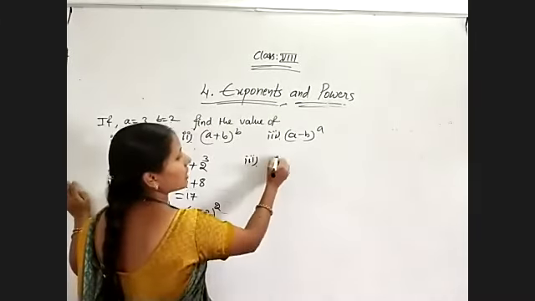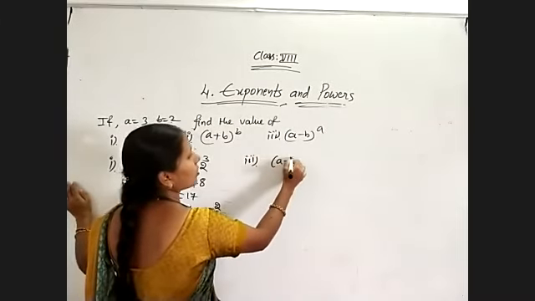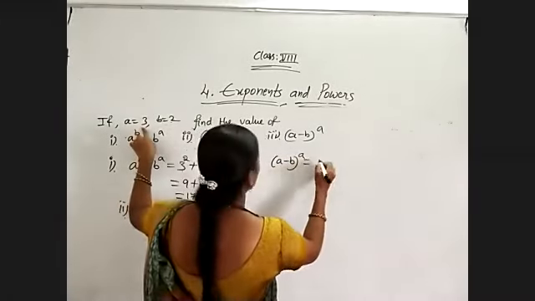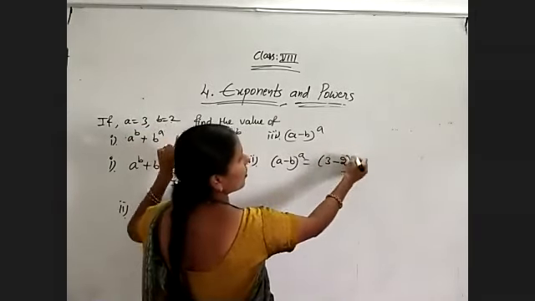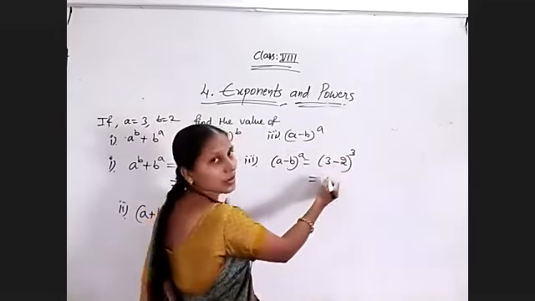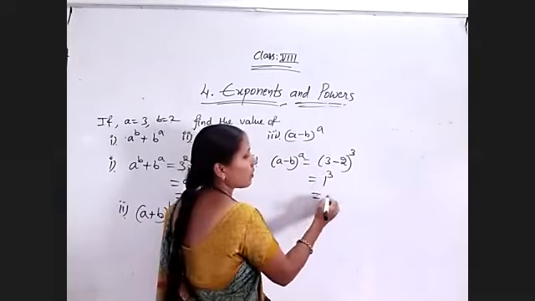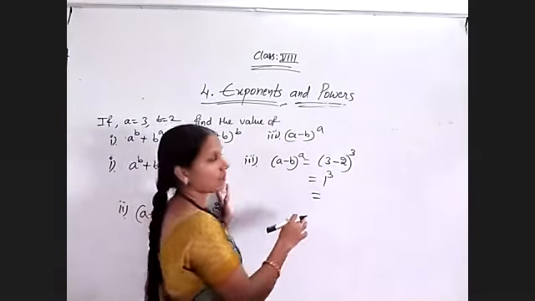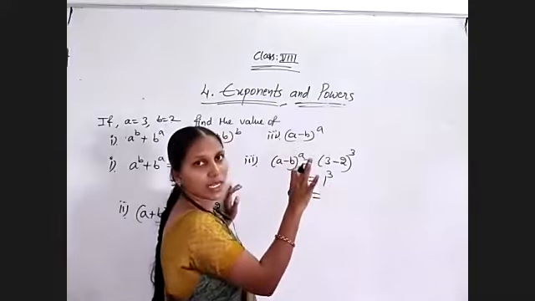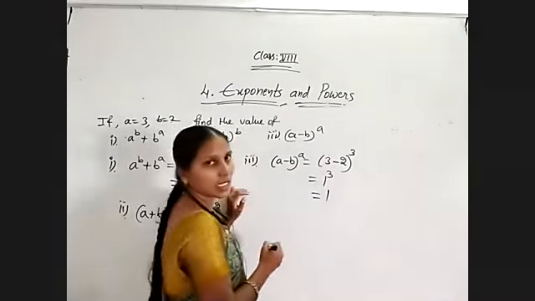Like that only, third question. A minus B whole to the power of A. A equal to 3 and B is 2. 3 minus 2 whole to the power of A, 3. 3 minus 2 is 1. 1 cube. 1 to the power of n is 1 itself. 1 into 1 into 1. However many times you multiply, that value is 1 itself.